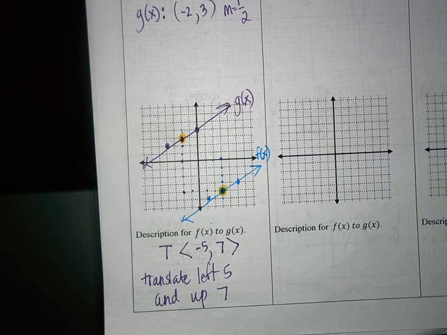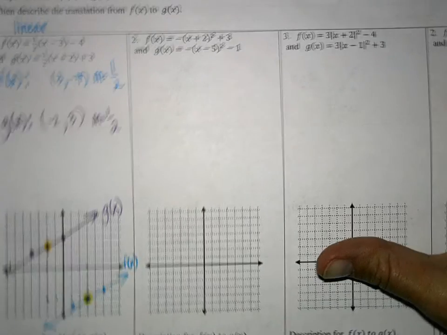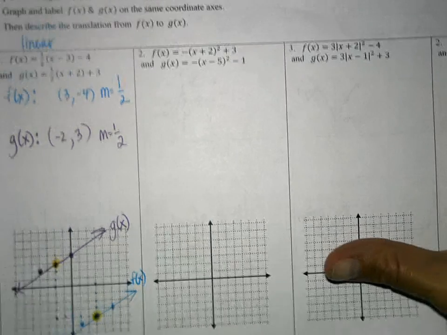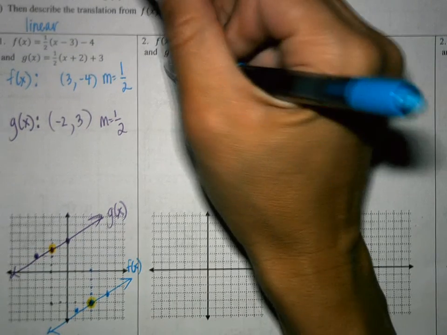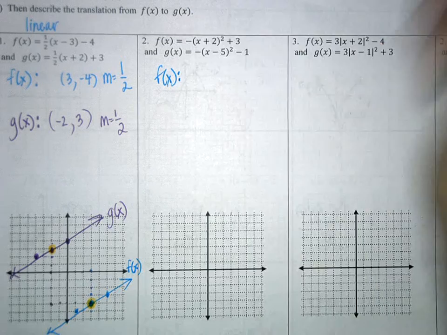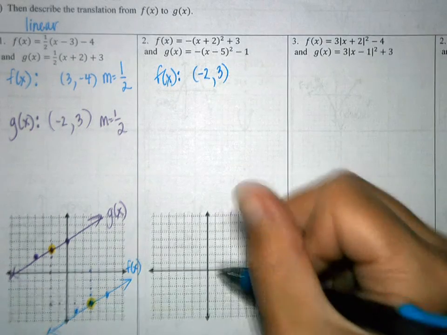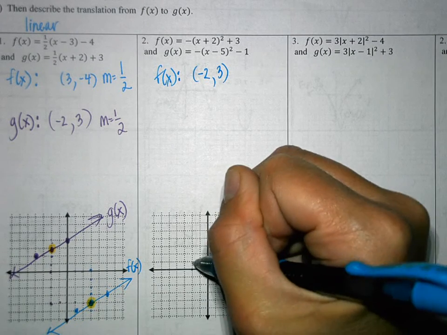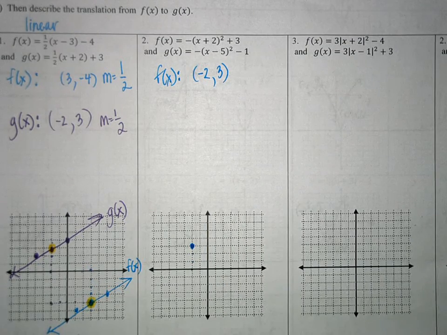Okay, any questions? No? Okay. Let's move on to number 2 then. So on number 2, starting with f of x, where would be my vertex or starting point? -2, 3. So we go -2 and up 1, 2, 3. What direction should this graph end up going? Down. Okay.